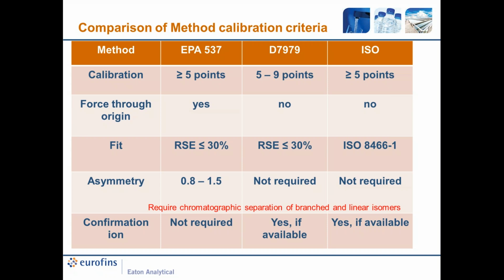All methods require separation of branched and linear isomers. This requirement is not related to a final calculation of branched and linear as total. Some of the calibration standards are not available pure. The separation requirement is to ensure a satisfactory calibration by making sure that impurities in the calibration standards are resolved. The result of the isomer separation requirement is longer chromatograms.